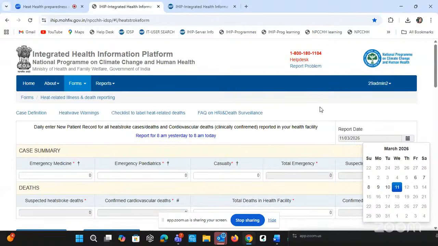There are cases where existing P-form credentials work on IDSP, but not working on IHIP. We get an error like facility not enabled for HRE reporting. So yes, it may be the facility has been disabled for HRE reporting. You can contact your state nodal officers. They can approve your facility as HRE reporting facility.